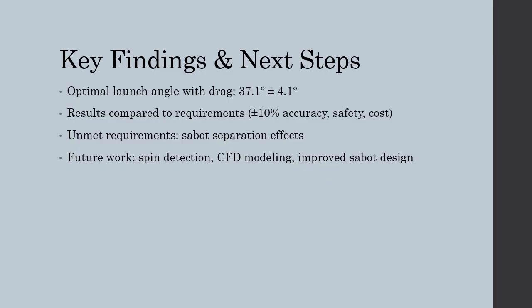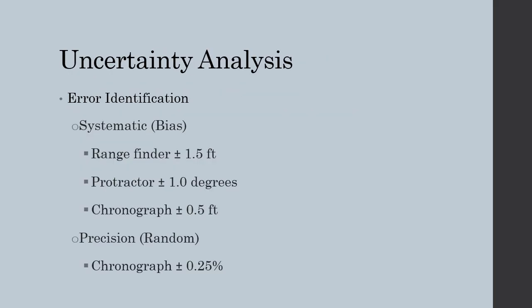To avoid this issue in the future, Sabo redesigns can improve results. Using spin detection and CFD modeling would allow a better understanding of the Sabo's error sources. Using these two methods, the team could design an improved Sabo that eliminates more spin from the golf ball, increasing the accuracy of the model and optimal launch angle. All of our chosen instruments suffered from systematic errors, and our chronograph also experienced precision error as seen below.